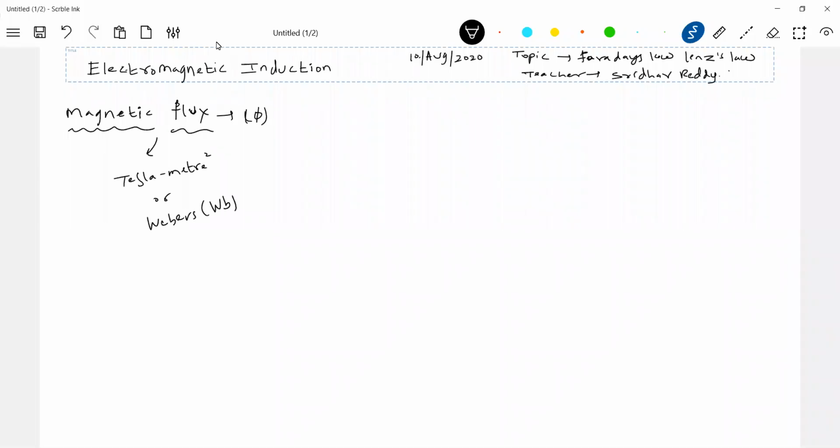You should not get confused here. They may put Wb, flux of this much of Webers. Webers is a unit, or Tesla meter square, either of the two. So how do we define this? B bar dot S bar.